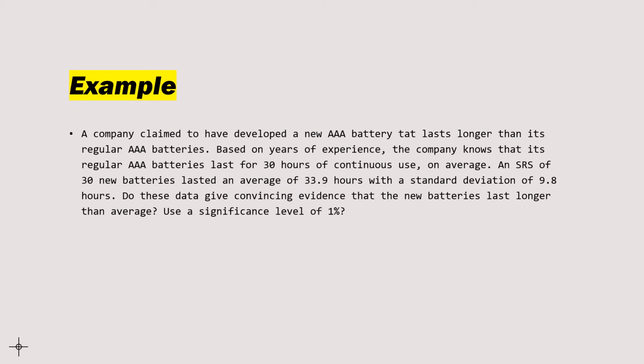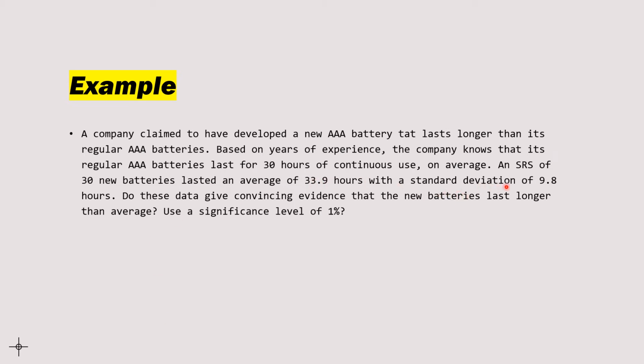All right, so this example is about AAA batteries. You can go through and read it. The company claims the new batteries last longer than a regular one. Their regular ones last 30 hours of continuous use on average. An SRS of 30 was taken. They lasted 33.9 hours, with a standard deviation of 9.8.